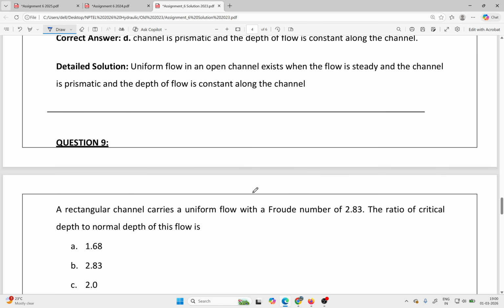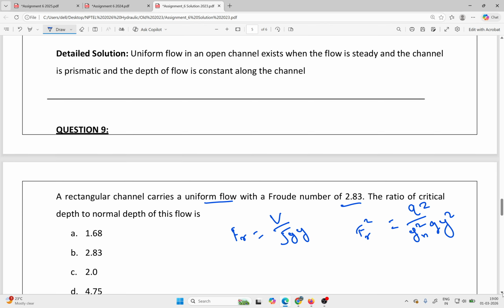Now question number 9. A rectangular channel carries a uniform flow with a Froude number 2.83. The ratio of critical depth to the normal depth. So similar thing here. What we have already solved, your Froude number is equal to V by root of g y. So Fr square we have already solved. This is Q by y n, and g y, this is square. So here you can very easily think. Just solve. Just a few minutes back we have solved already.